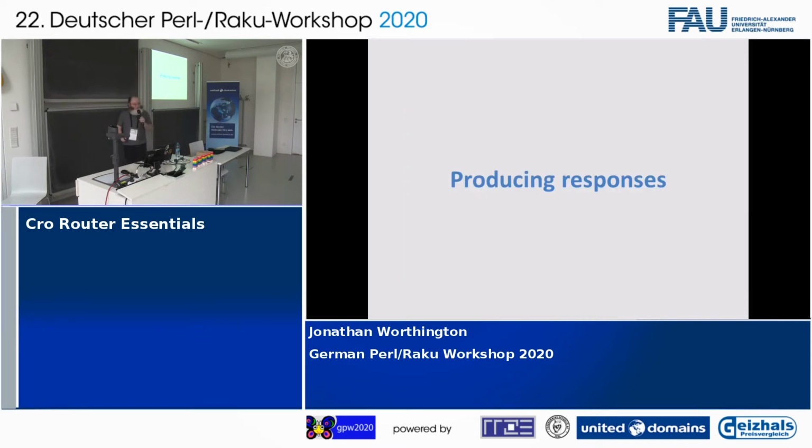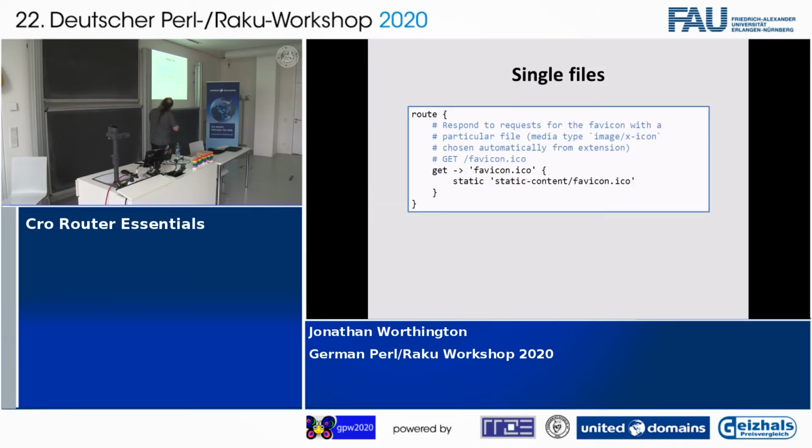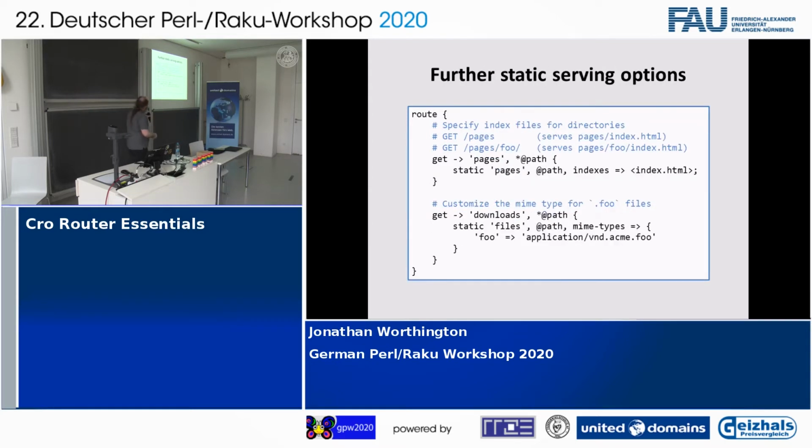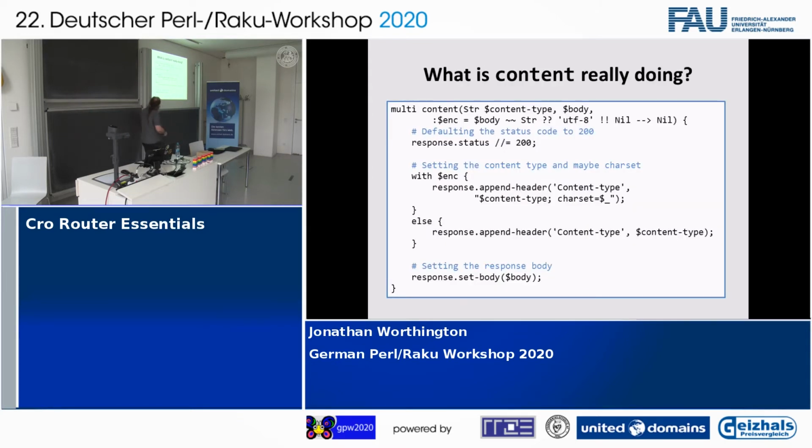But a lot of the responses we want to produce are a little bit more interesting. So I've already showed you that example where we were doing content here, okay? And we're passing a content type, and we were passing something to hand back. This is how content is implemented. This is what the code behind content looks like. So it takes a couple of arguments, the content type, the body.